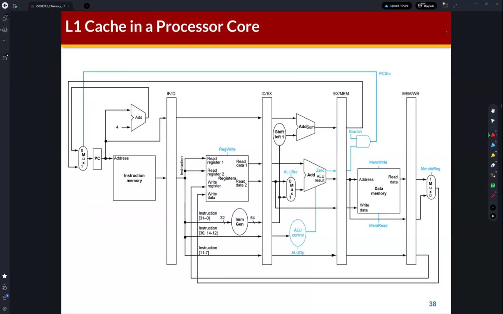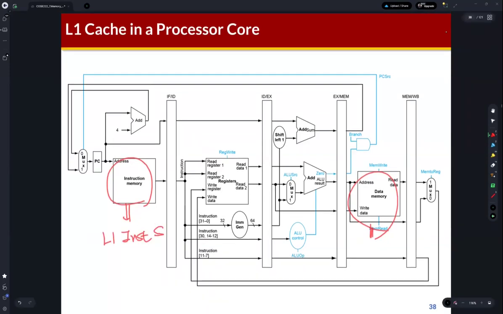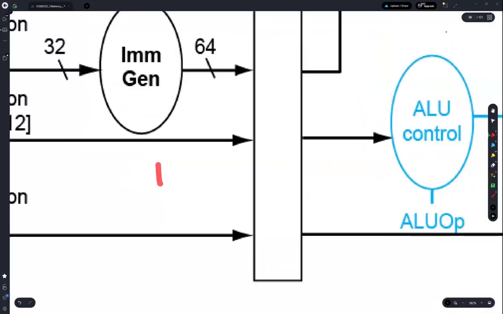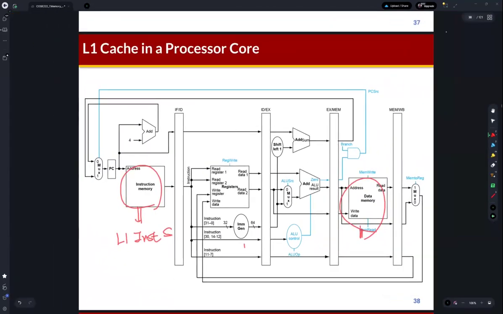As I mentioned, in chapter 4 we learned about the processor architecture. We learned that there are two types of memory, instruction memory and data memory. But actually, these are the level 1 instruction cache, and this is the level 1 data cache.